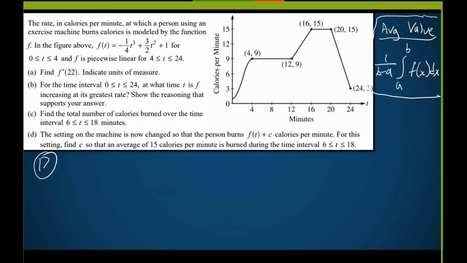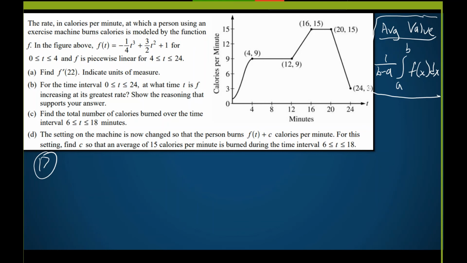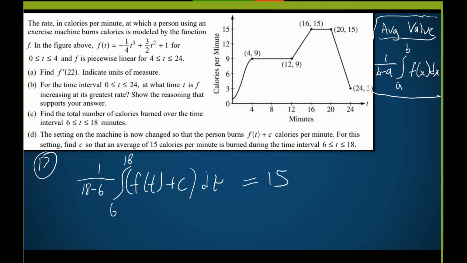Okay, so we're going to set this average value equal to 15, and that will allow us to solve for c. So the average value of f of t plus c from 6 to 18 would be the integral from 6 to 18 of f of t plus c dt. And then I have to divide by b minus a in order to bring us back to calories per minute. So I don't want to change our units. So divide by 18 minus 6 should be equal to 15. Okay, and now we're going to solve for c.